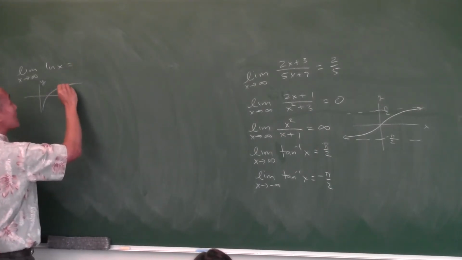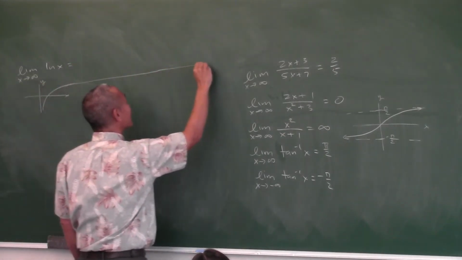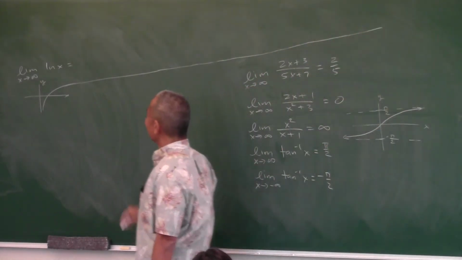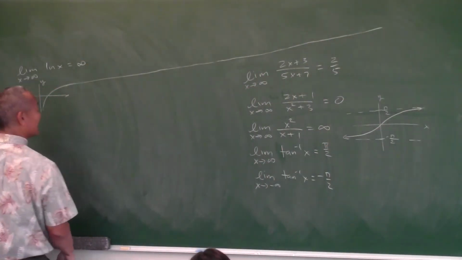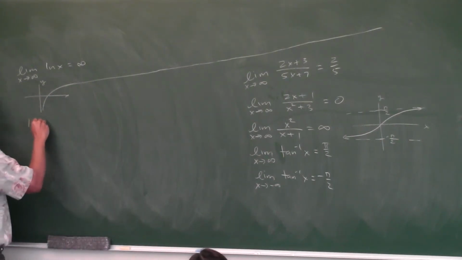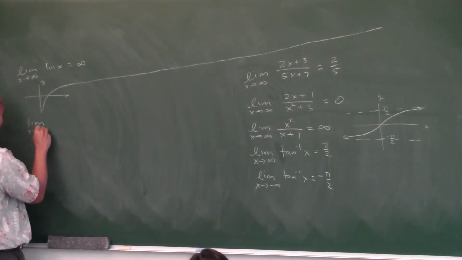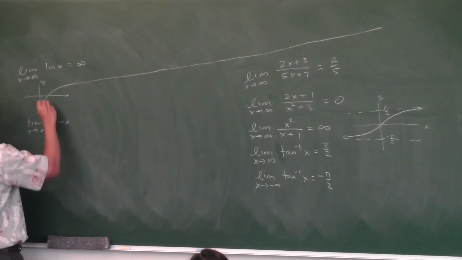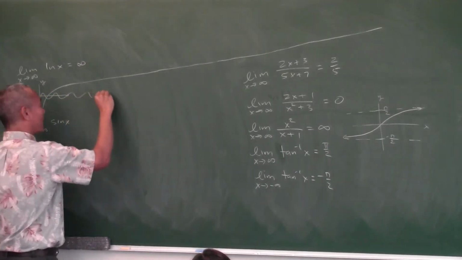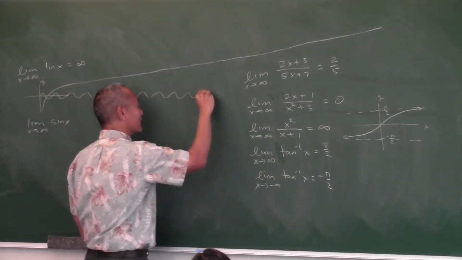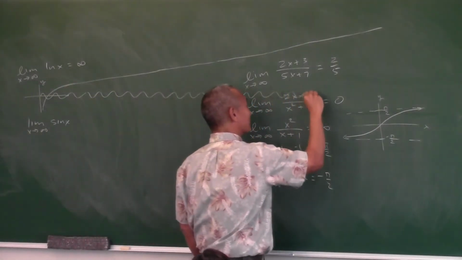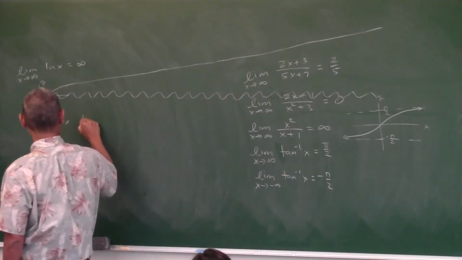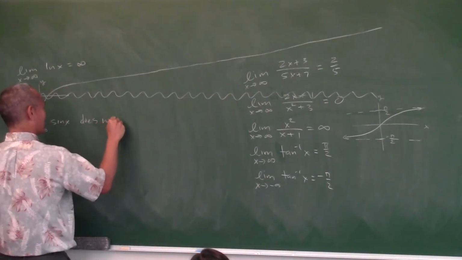If there's no horizontal asymptote, that thing just keeps getting bigger and bigger. What do you think? Infinity! What is the limit as x approaches infinity of sine x? Think of the graph. As the graph is going up to the right, is it getting closer and closer to something? No, so what's the limit? The limit does not exist.